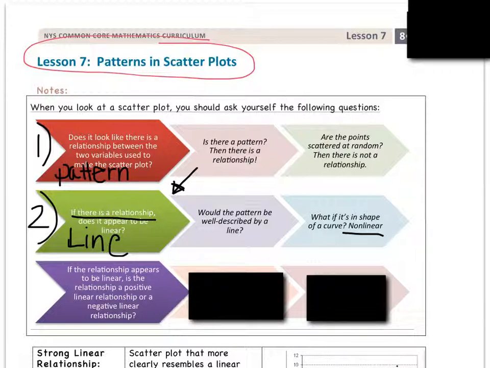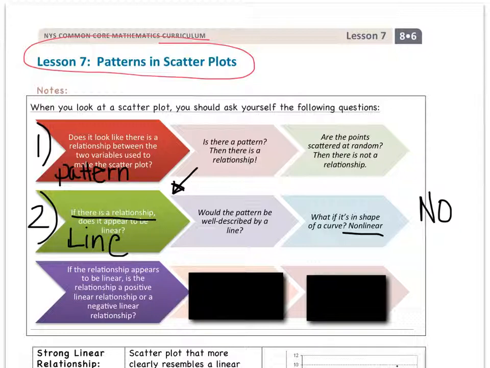So there's another option here. It may be no, that it doesn't look like it's going in the shape of a line and it's not a curve. If and only if the pattern can be described by a line, you can go ahead and ask the third question. If it appears to be linear, again, it doesn't say nonlinear, it doesn't say if it doesn't look to be linear, if it's linear, then you need to ask yourself, is the relationship a positive linear relationship or a negative linear relationship? Now you've got to ask yourself, after all the stuff we've done with lines, what do you think it means to be a positive linear relationship? And what do you think it means to be a negative linear relationship?